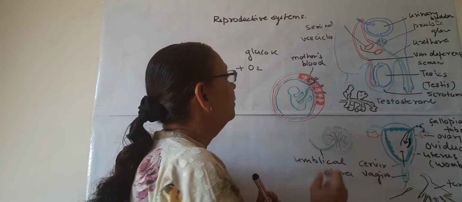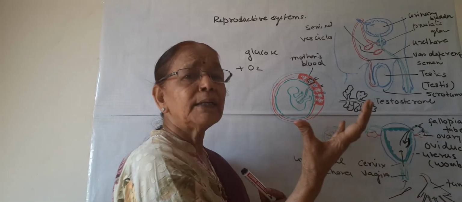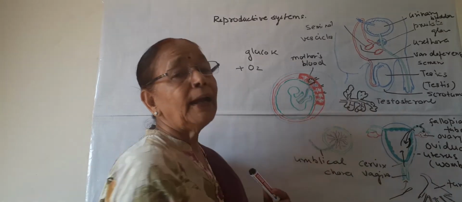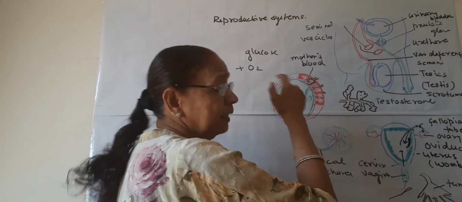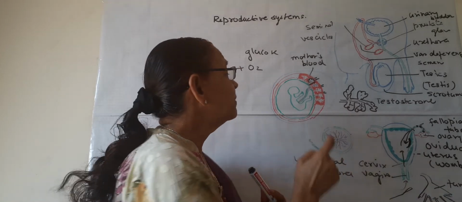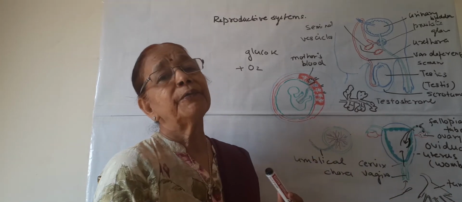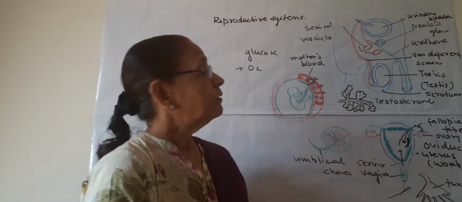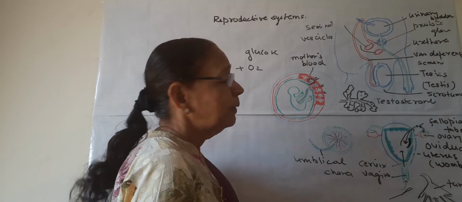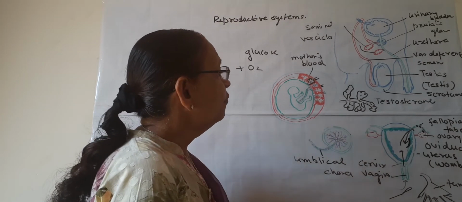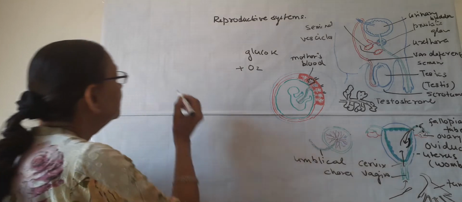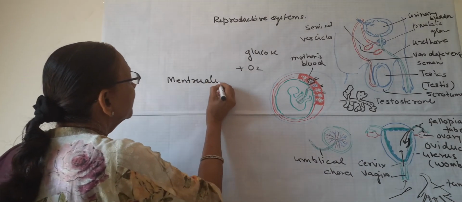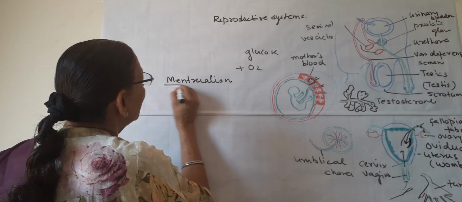So this placenta is disc-like, embedded in the uterine wall, and it is there for the 9 months, and it helps in the development of a fertilized egg into a full-fledged baby. So this is how reproduction takes place in human beings. Now one more topic is left, that is known as menstruation. This is an important one.